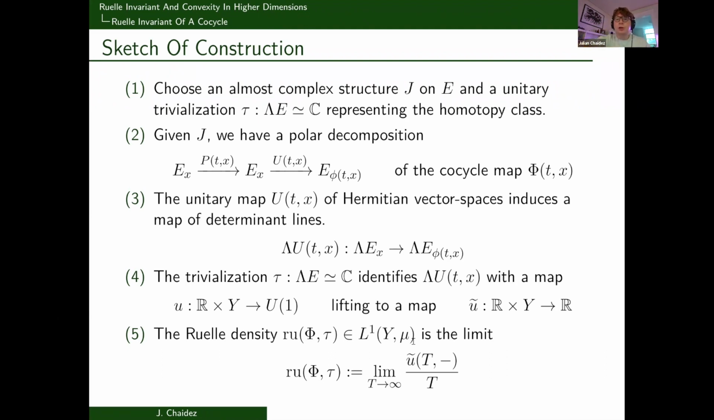Okay, so first, here's how you actually construct the Ruelle invariant that satisfies all the stuff in the theorem. First, you choose an almost complex structure J on E, and a unitary trivialization of the determinant bundle that represents the chosen homotopy class. Then, given the choice of almost complex structure, you have a fiberwise polar decomposition of the cocycle. You can take the maps that appeared in the cocycle, and you can polar decompose them into a map from E_x to E_x, and then a unitary map from E_x to E_{phi_t(x)}.